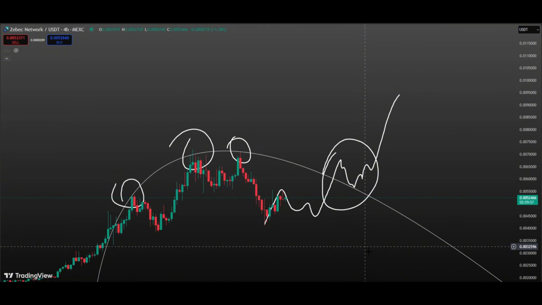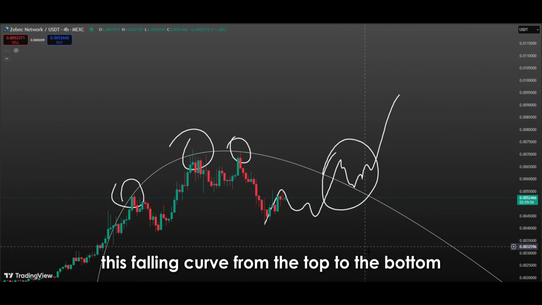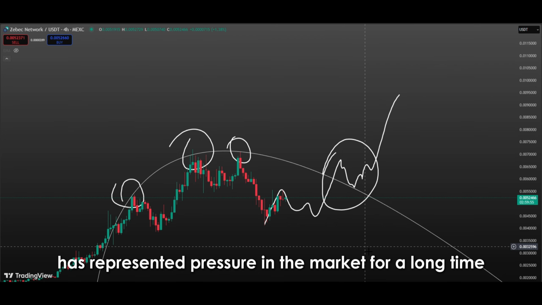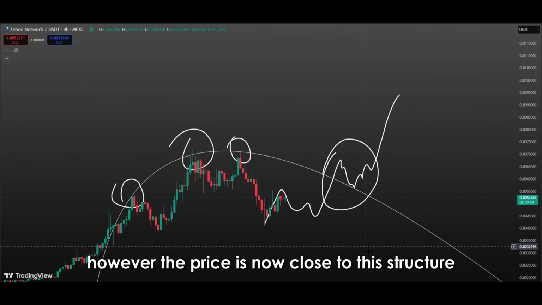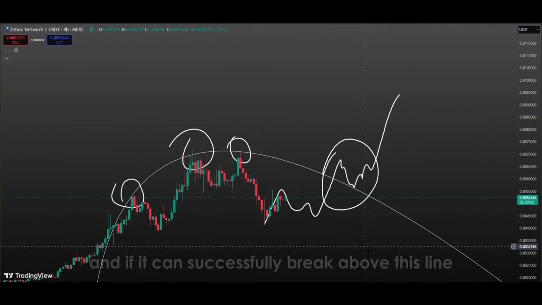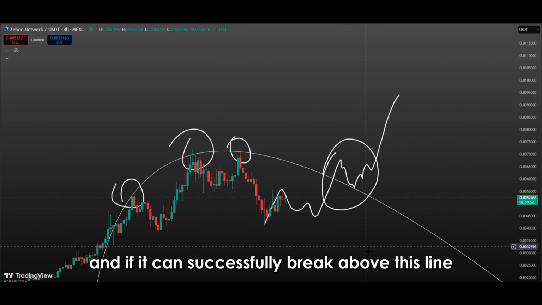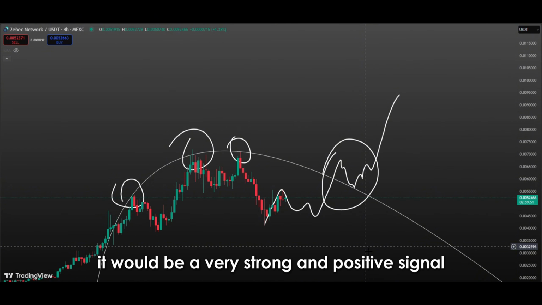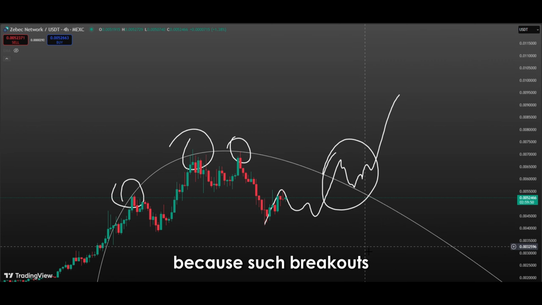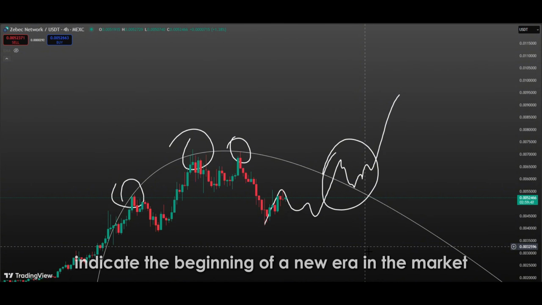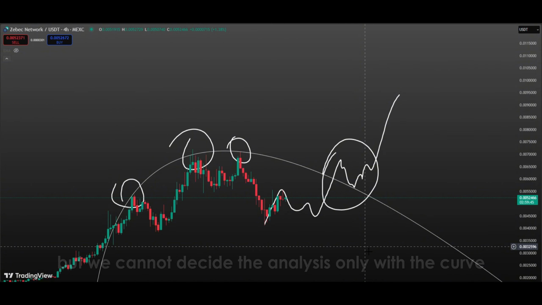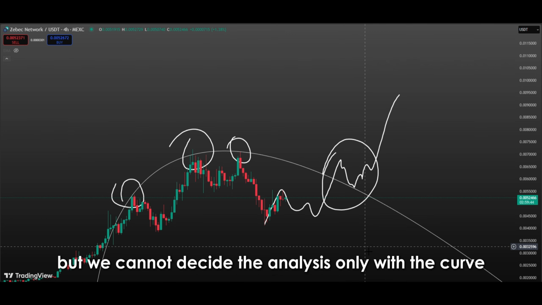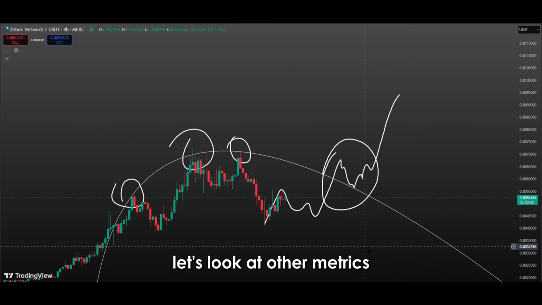To summarize, this falling curve from the top to the bottom has represented pressure in the market for a long time. However, the price is now close to this structure, and if it can successfully break above this line, it would be a very strong and positive signal. Because such breakouts, both technically and psychologically, increase investor confidence, indicate the beginning of a new era in the market, and can bring higher prices. But we cannot decide the analysis only with the curve. Let's look at other metrics.